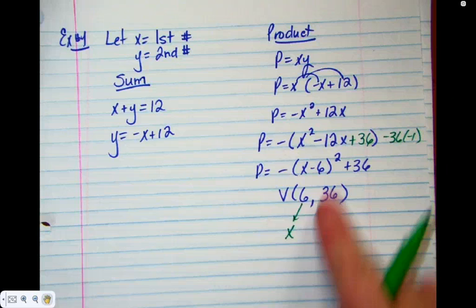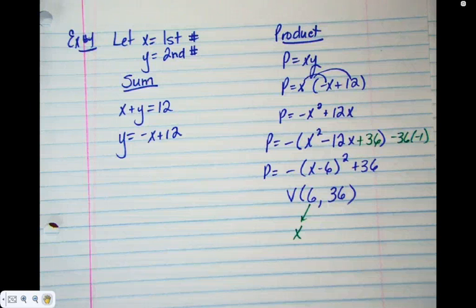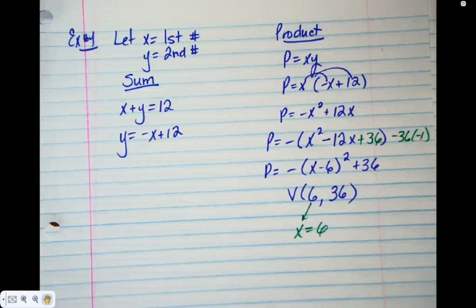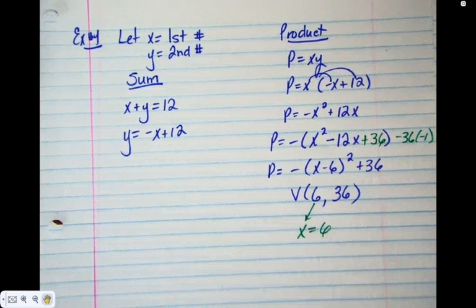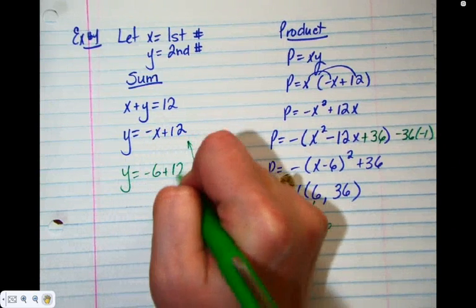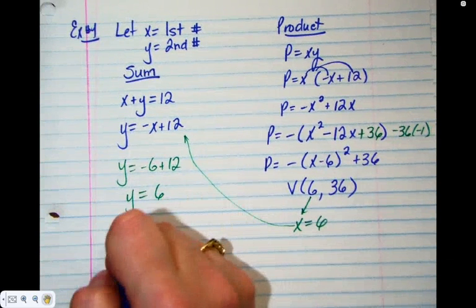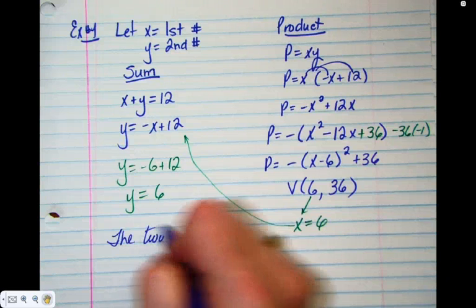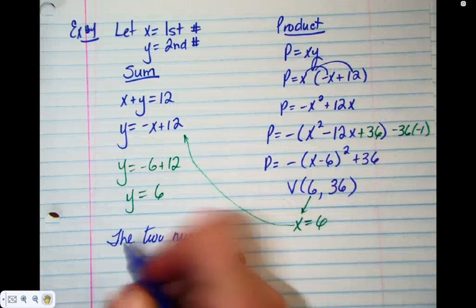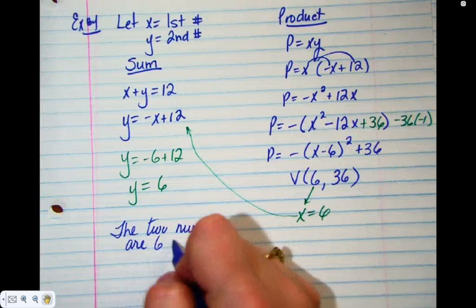Thank you. What is x? What did we define x to be? So we now know the first number is 6. How do we find the second number? How did you find it? Where does it come from? The two numbers are? There's a negative already in here. Two numbers are? 6 and 6.